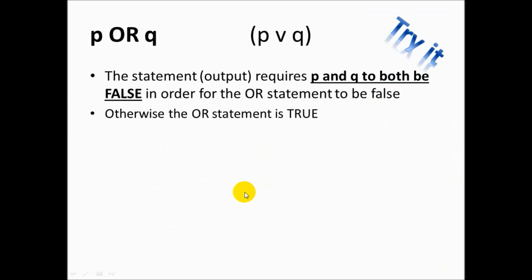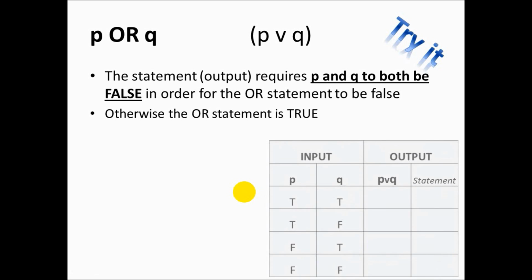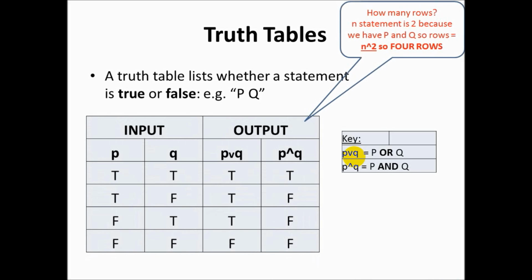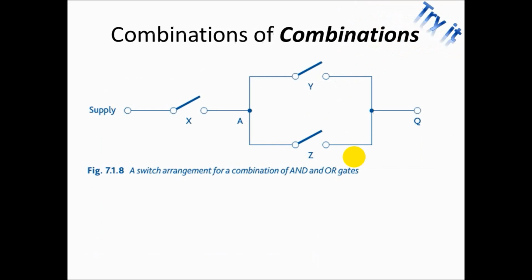Okay, P or Q, let's try it. The statement output requires P and Q to both be false in order for the OR statement to be false. Otherwise, all the other statements are true. Take time to try it, pause, make sure you got it right, and test. Yes, we've been through that.